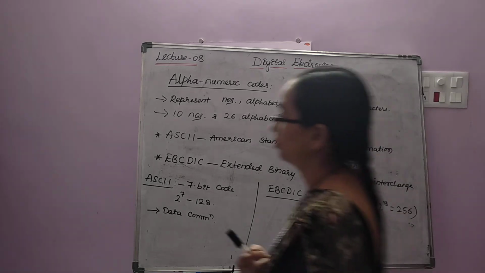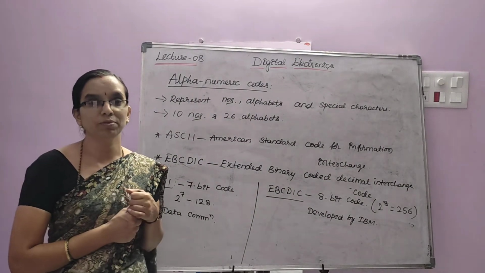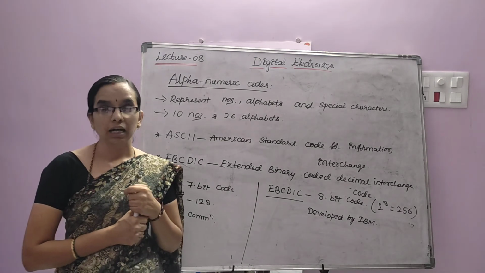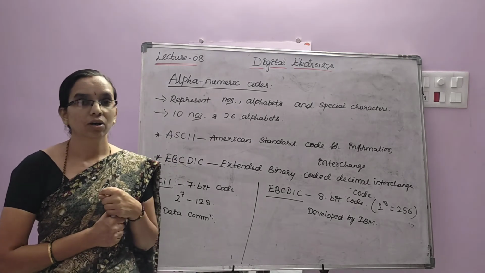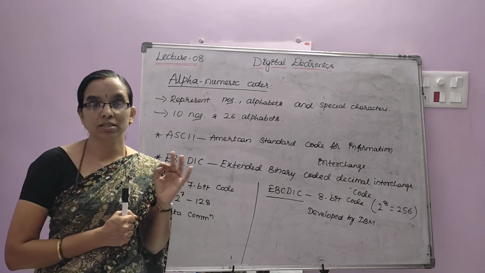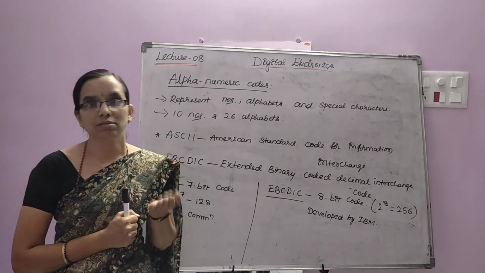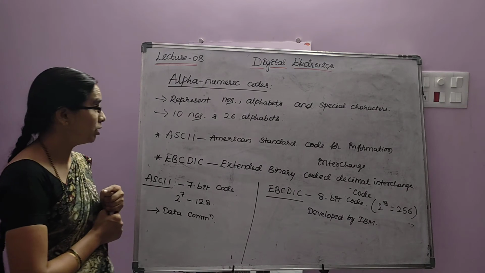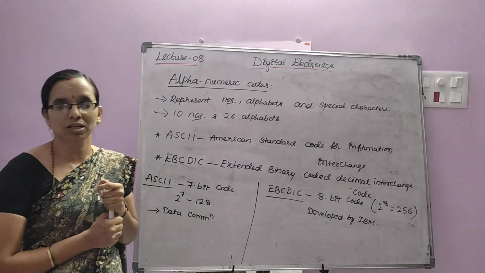Okay, next one in the digital codes, the last concept, is alphanumeric codes. Alphanumeric codes represent more than numbers. We have already seen the codes that represent 0 to 9. If you know how to represent 0 to 9, you can write any value in the decimal number system. Whereas alphanumeric codes are those which represent numbers, alphabets and special characters.